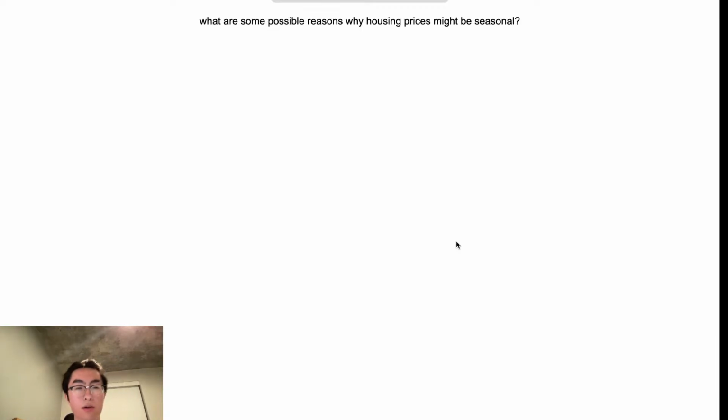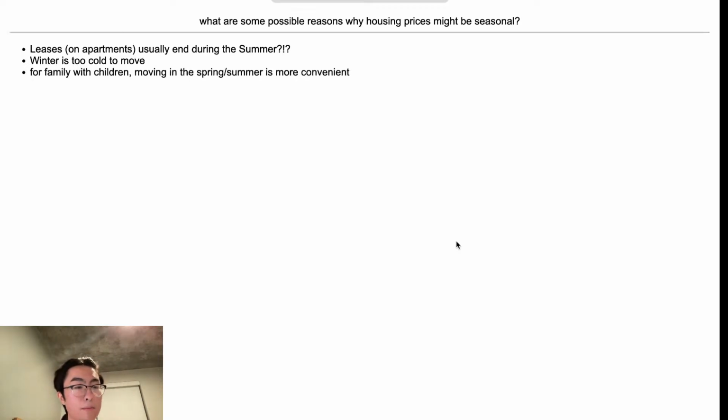Okay, what are some possible reasons why housing prices might be seasonal? Could be due to the weather, could be due to housing leases or apartment leases expiring in the summer most of the time, could be due to families moving during the summer because it lines up with school seasons.